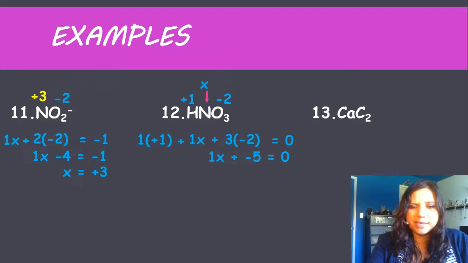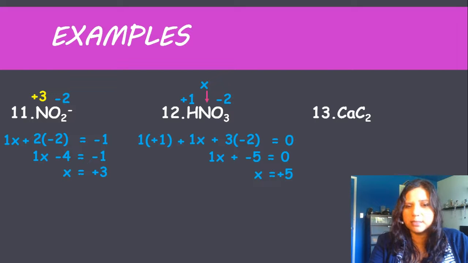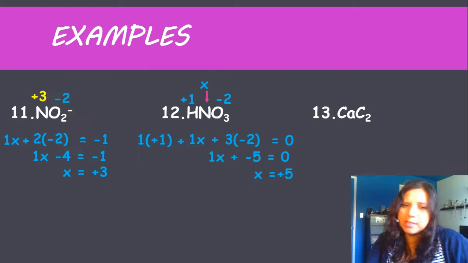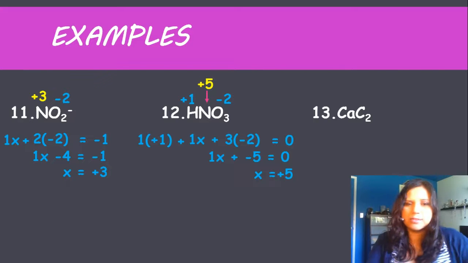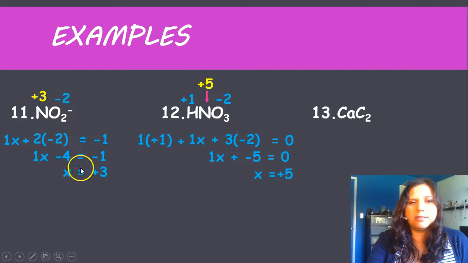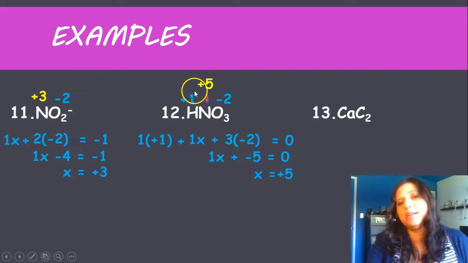Okay, so then I combine everything. 1x minus 5 is equal to 0. X is equal to +5. And so therefore, in this case, x is a +5. So notice this oxidation number is different for nitrogen in number 11 than it is for number 12.